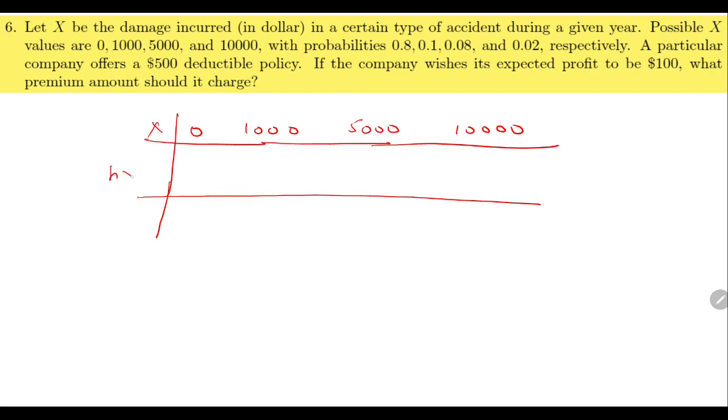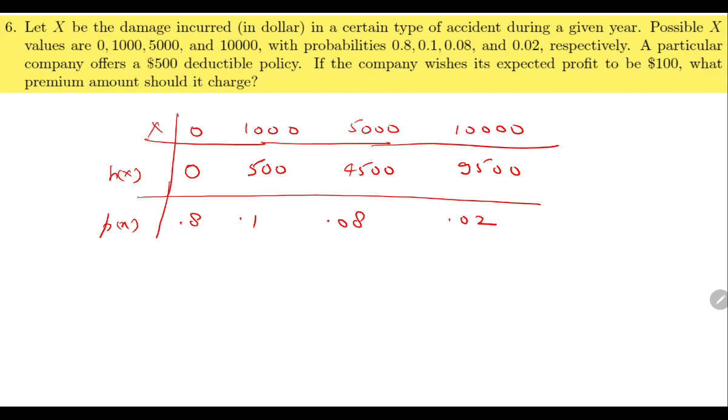So let h of x be the function, and in that case when you claim $0, of course they cannot deduct $500, it does not make any sense. But in case of 1000, they can deduct 500, and so on. So this is your h of x, and probabilities were already given: 0.8, 0.1, 0.08 and 0.02.